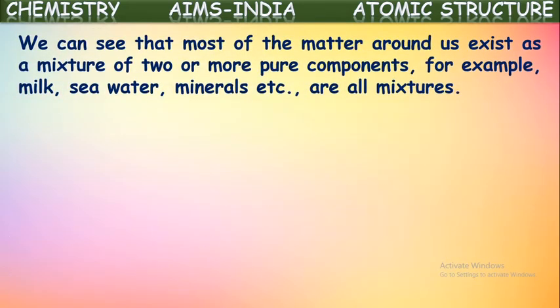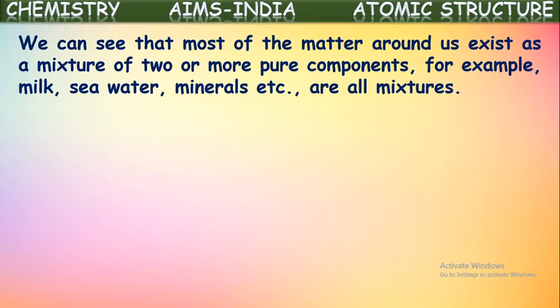We can see that most of the matter around us exists as a mixture of two or more pure components. For example, milk, seawater, minerals, etc. These all are mixtures of two or more components, isn't it? If you say seawater is a pure substance, no. Seawater is salty. If you taste it, you can easily say it is salty. So it is not pure water. That water contains some dissolved salts in it. So seawater is made up of two or more components like water and some salts.